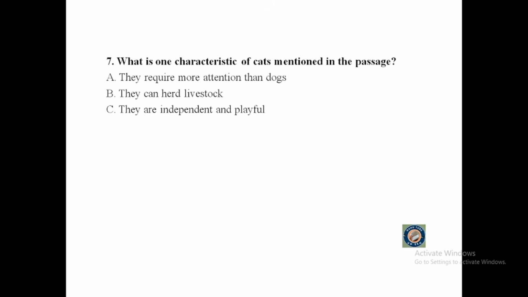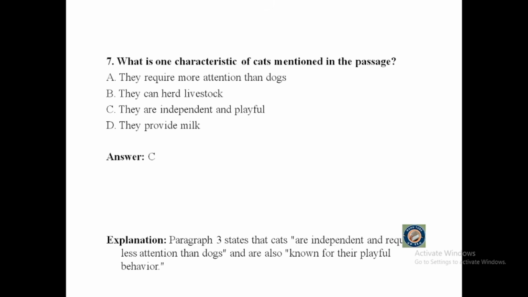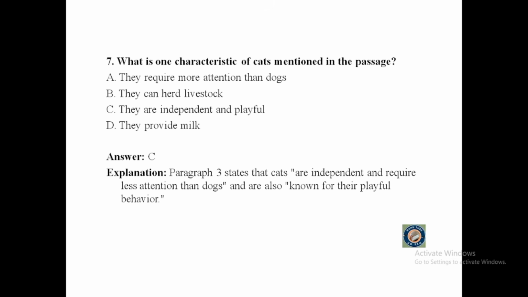Question number 7. What is one characteristic of cats mentioned in the passage? A. They require more attention than dogs. B. They can herd livestock. C. They are independent and playful. Or D. They provide milk. The correct answer for question number 7 will be they are independent and playful, because paragraph 3 states that cats are independent and require less attention than dogs and are also known for their playful behavior.